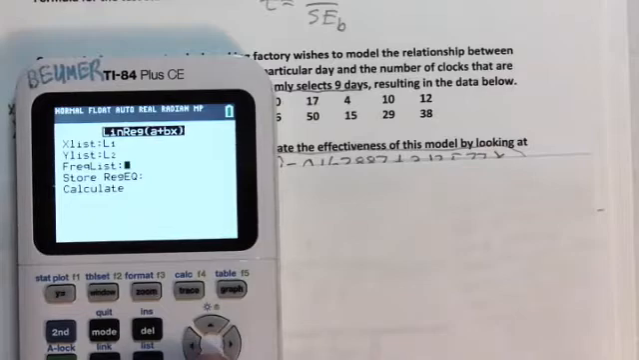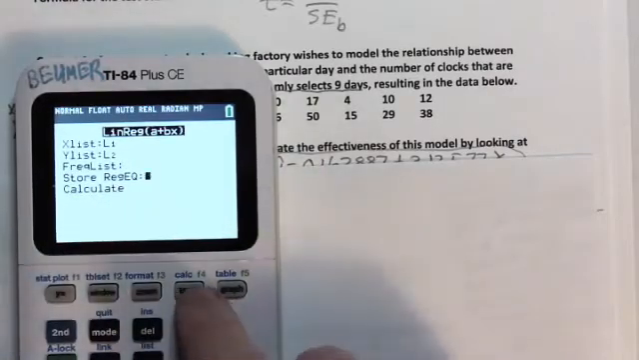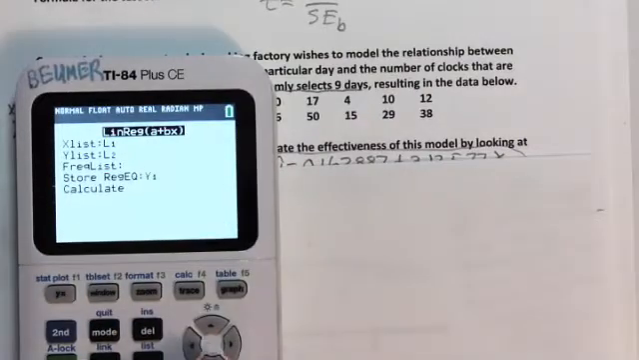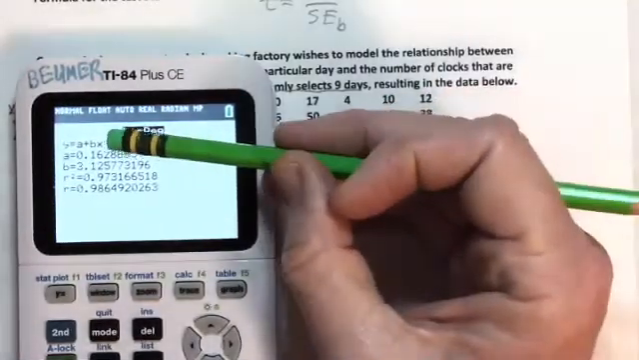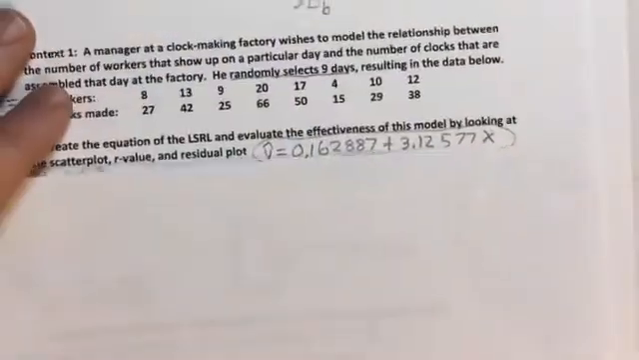All right. Frequency list, just leave it blank. And then store regression equation in Y1, which is in F4. So you hit alpha trace, and that'll put Y1 there. Arrow down to calculate, and hit enter. That gives you the equation of your line. So there's our y-intercept and there's our slope. And that's what I wrote right here.